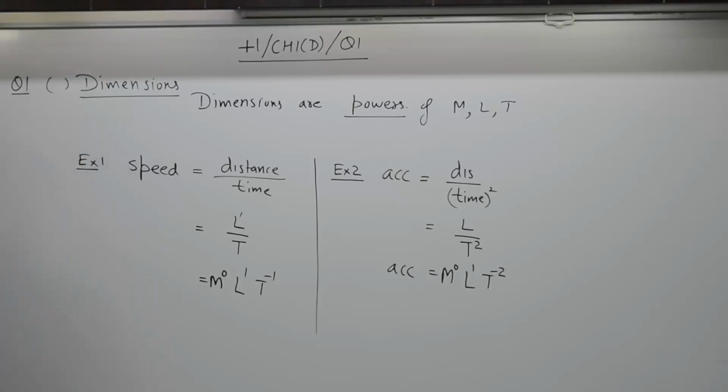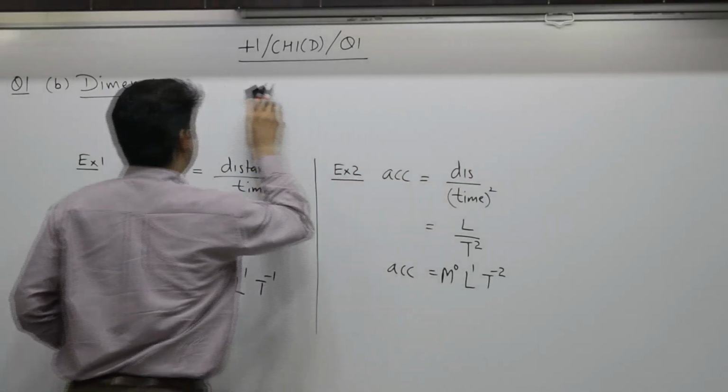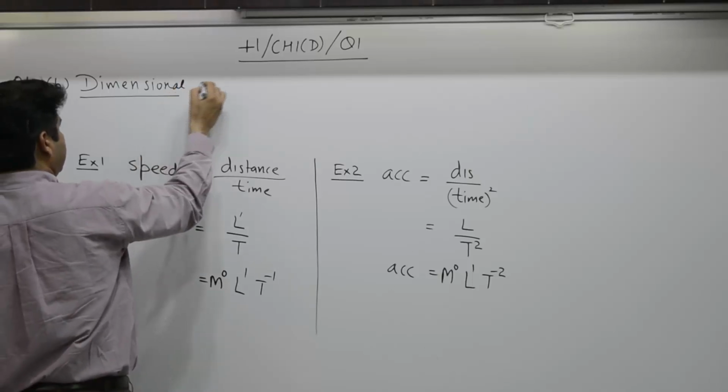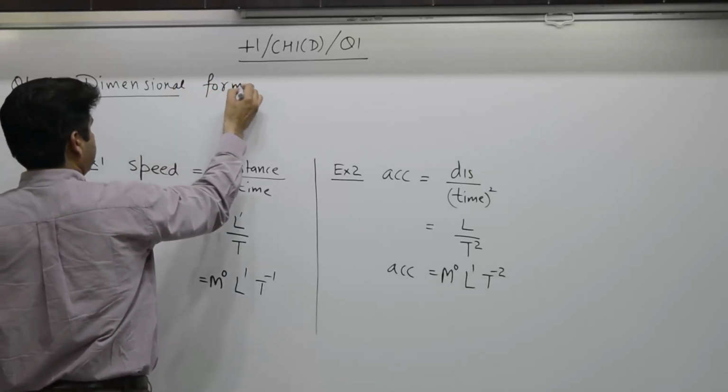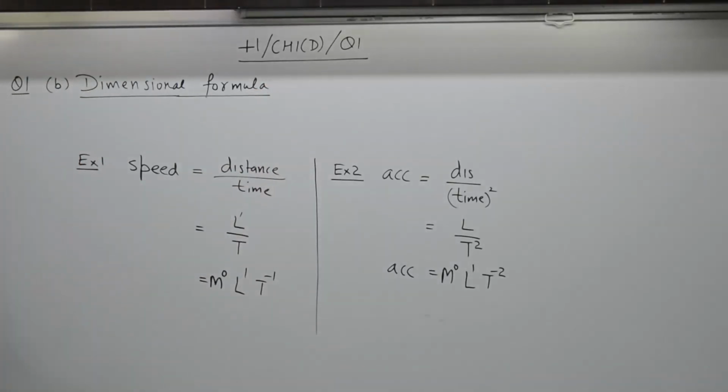B part is what? Dimensional formula. Yes. Dimensional formula is what? Is an expression which tells us how a physical quantity depends on mass, length and time.